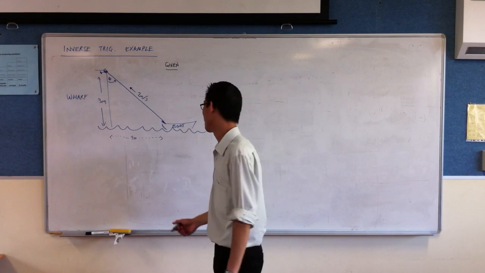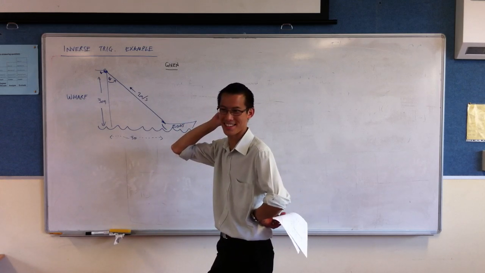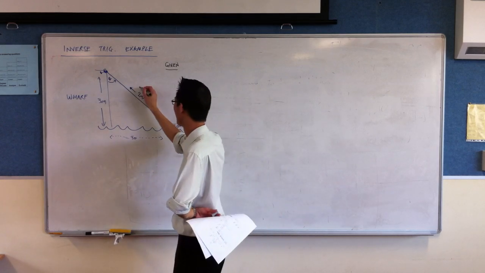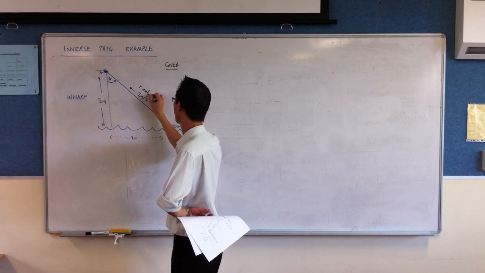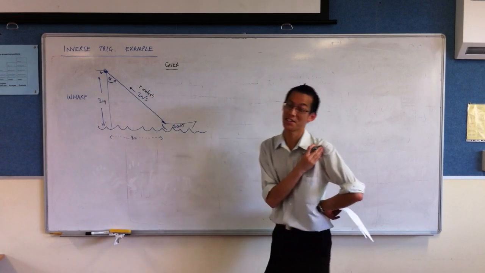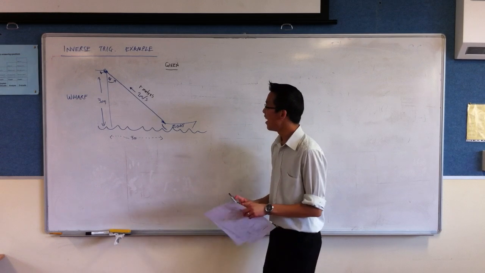L? I suppose you could call it L. I called it R for rope. Is that too different? I'm just going to go R meters. R is for apple. Okay, you can call it L if you want. Like I said, it doesn't matter, right?